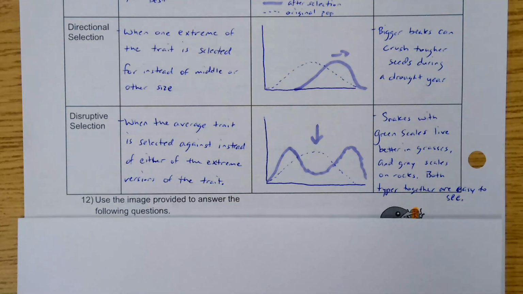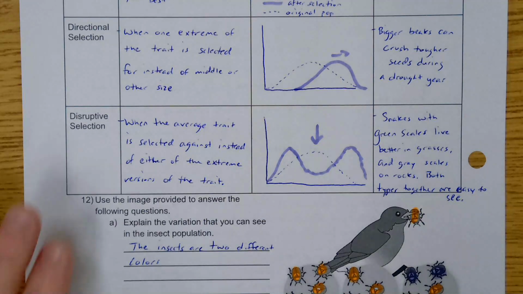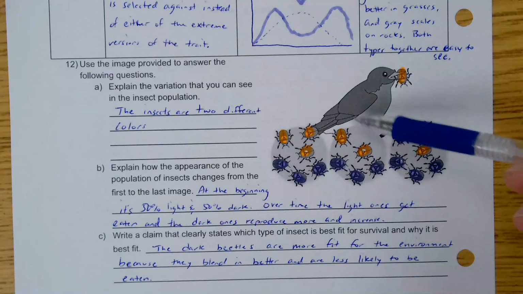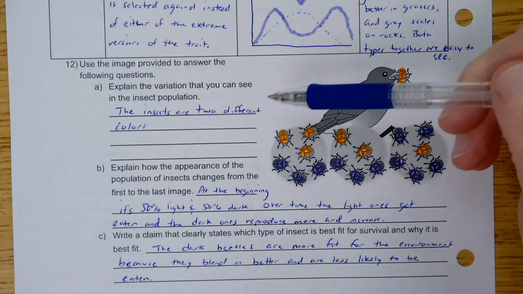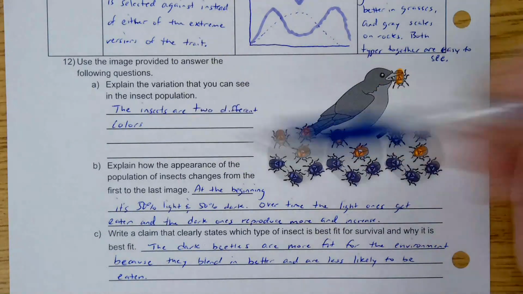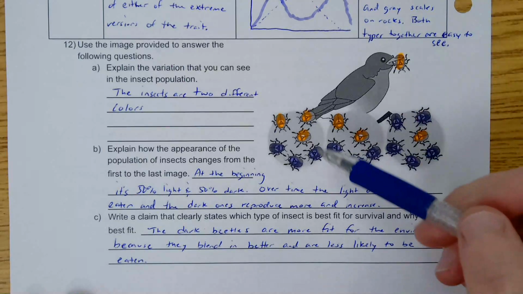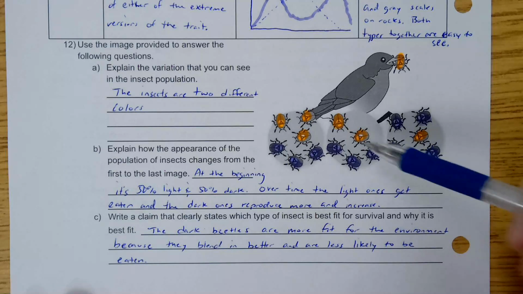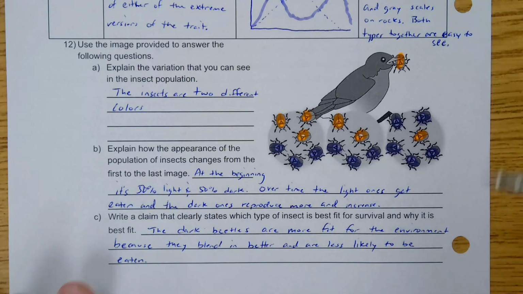Question 12 says, hey, use the image provided to answer the following question. So here's my picture, and I color-coded my picture to help me answer this question. I colored the light ones orange and the dark ones purple. So explain the variation that you see in the insect population. Well, they're two different colors. And how does the appearance change over time? Well, at the beginning, they're 50-50, 3 and 3. But over time, the light ones seem to be getting eaten, and the dark ones seem to take over. So eventually we end up with almost all dark, with the occasional light ones still left.